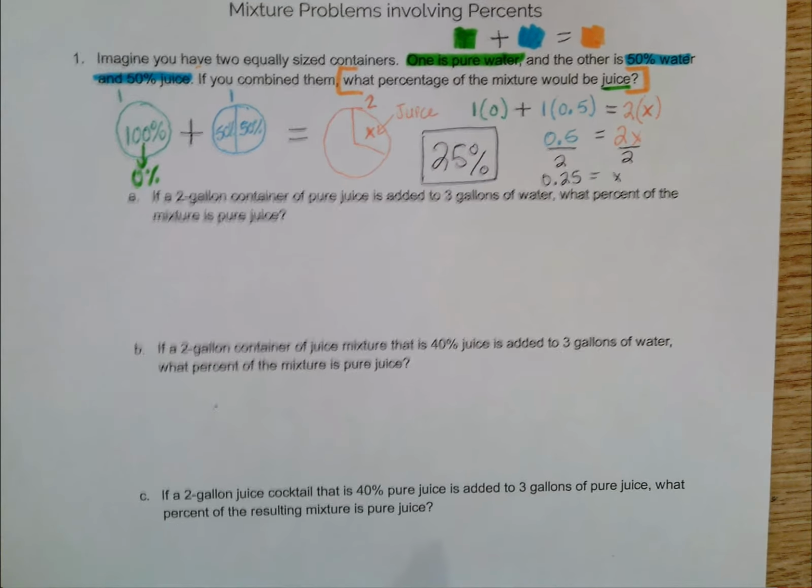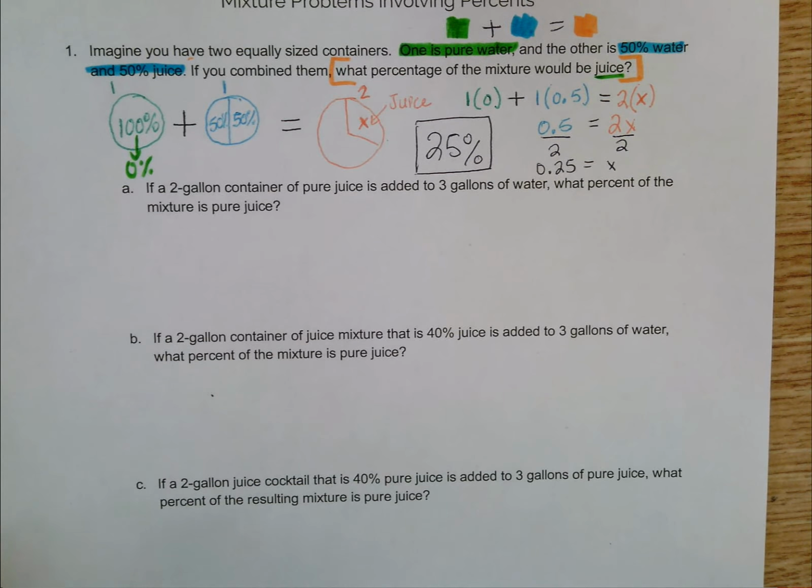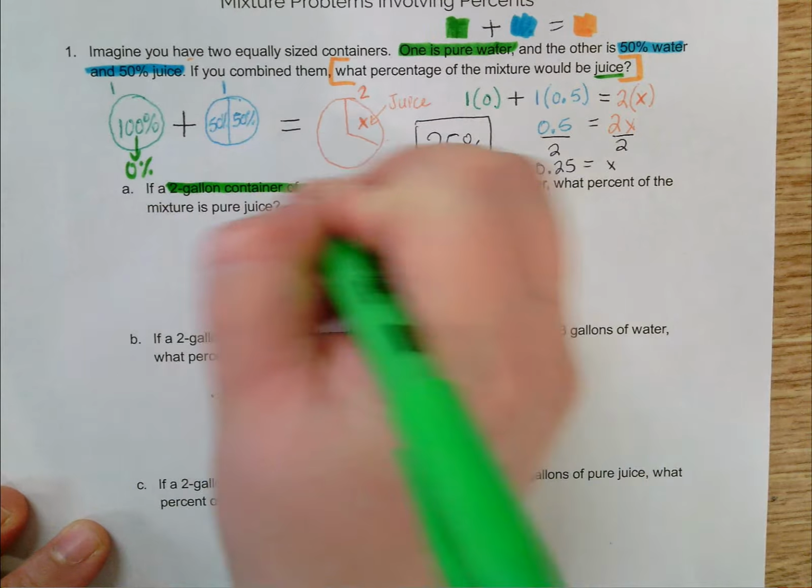Let's take a look at these next 3 sections of this same question. If a 2-gallon container of pure juice is added to 3 gallons of water, what percent of the mixture is pure juice? We don't actually have to work that hard to answer this question. So we know that we have a 2-gallon container. So I'm going to represent each gallon with 1 circle. All right? So I've got a 2-gallon container of just juice.